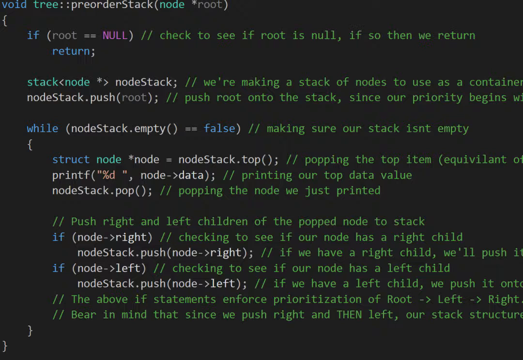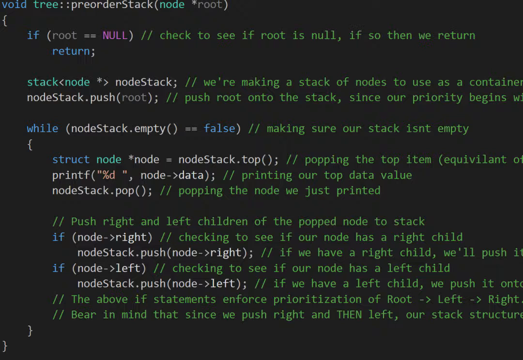Now the downside is that our stack has to be as big as our tree, since it's going to have to hold all the nodes. Plus we'll be doing a lot of pushing and popping, so there's still a lot of operations going on. In this case, our priority is root, left, and then right. So we'll start by pushing root onto the stack, then looping through the tree, outputting the data, and pushing our left and right child nodes onto the stack.